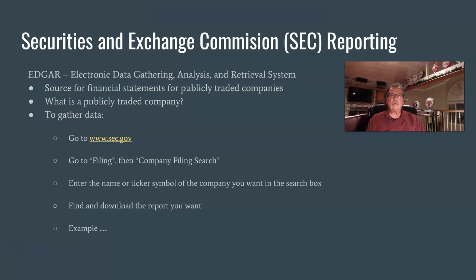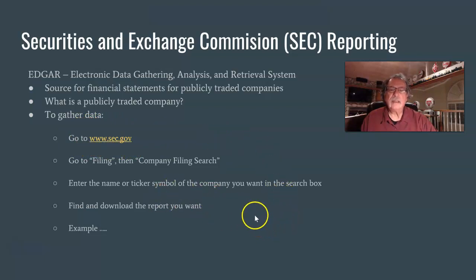Now, if you're looking at a publicly traded company, how do you get this information? I'm actually going to take you through the steps to do it, because part of the homework assignment is to download this information for a company of your choice and to pull some of the numbers out of these reports. So the first step is to go to the Securities Exchange website, and that's sec.gov.